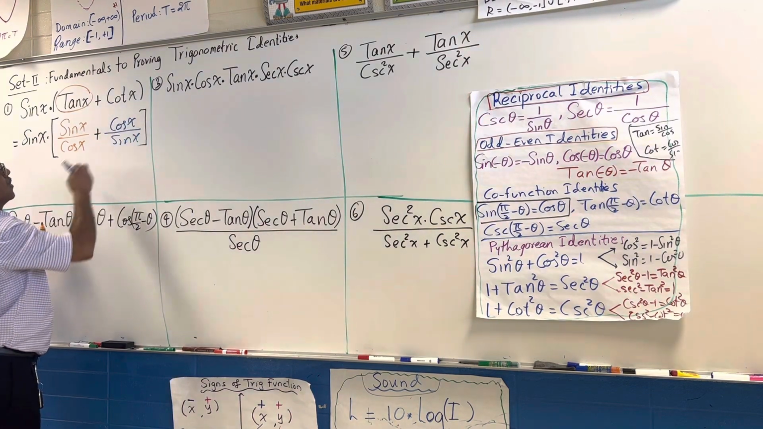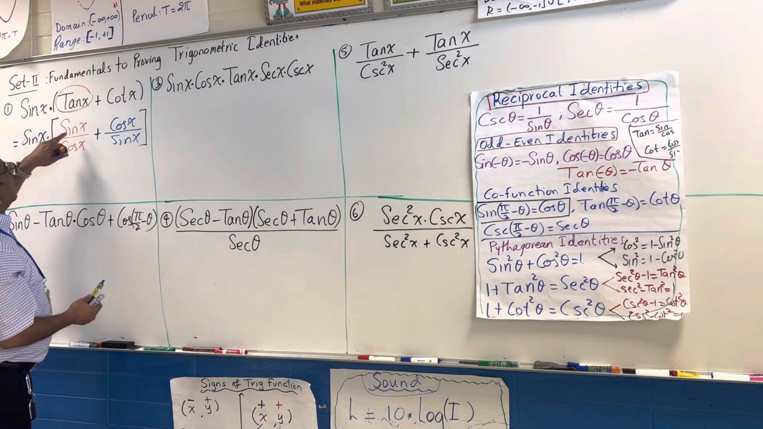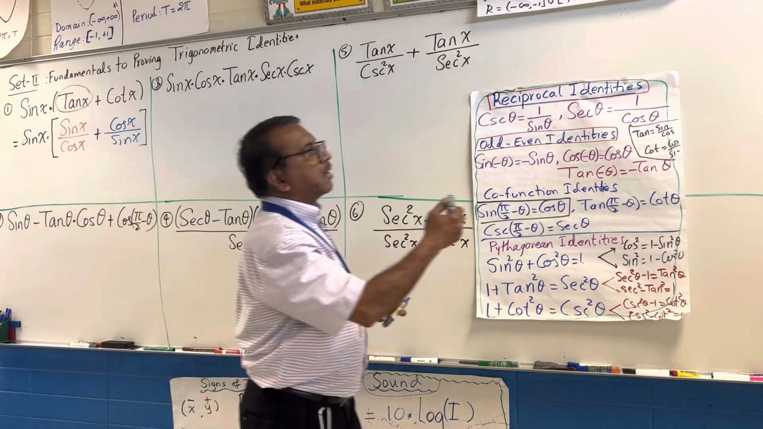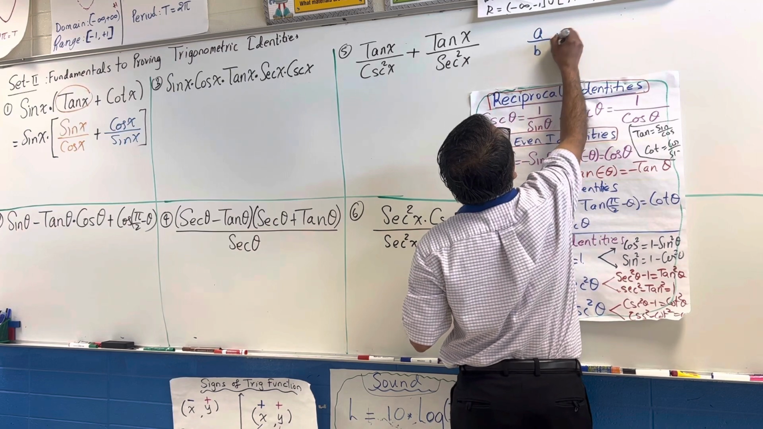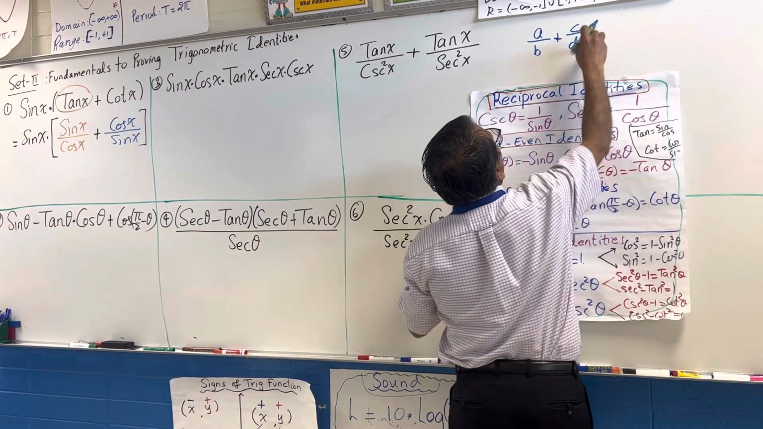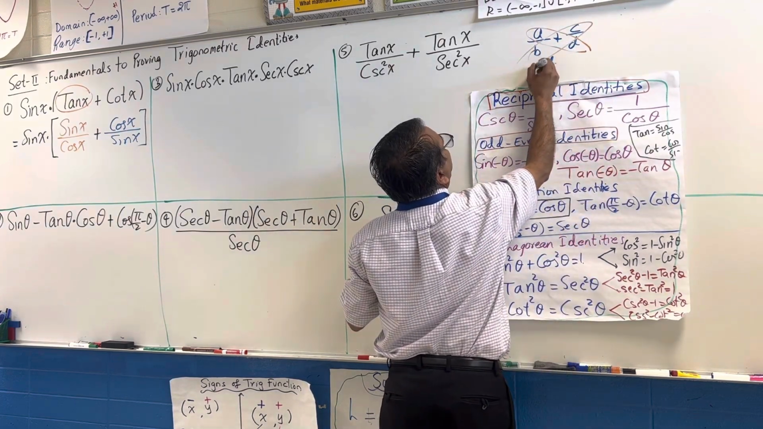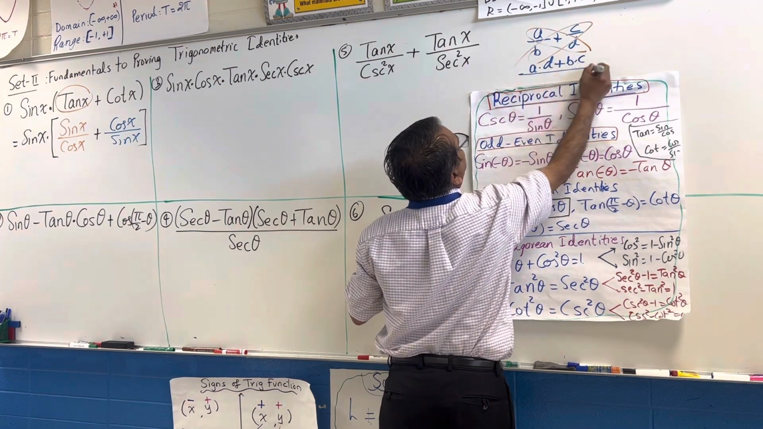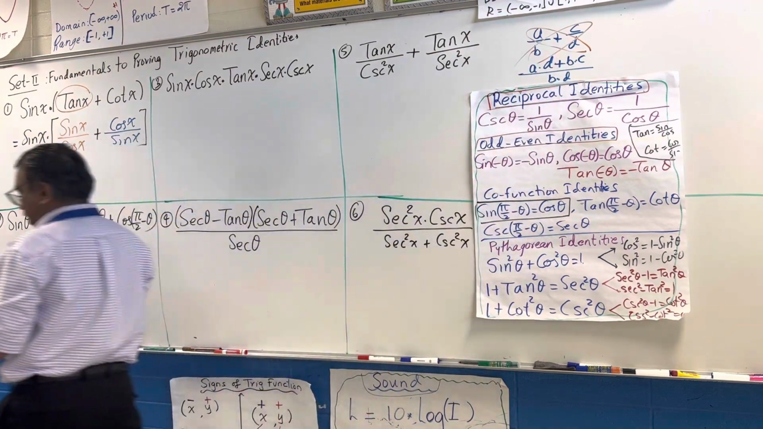Then, what do we do next? We are going to use this property. Let me write it here: a over b plus c over d. You can use cross multiplication. So a times d plus b times c, and then we also need to multiply b and d. If you see this, which one is a, b, c, d?